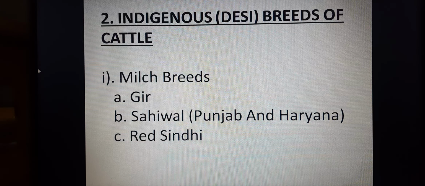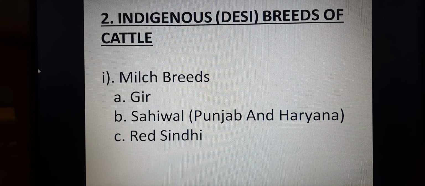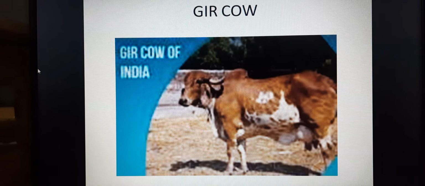Next we come to indigenous breeds, that means desi breeds of cattle. Milch breeds are the animals which give us milk. Gir comes from Gujarat. Sahiwal is from Punjab and Haryana, and Red Sindhi from UP. These are mostly indigenous, that is, Indian cows. The advantage of Indian cows, our local indigenous cows, is that they are very resistant to disease in our environment, because their genes are very stable in our environment. So, you see the slides, that is the Gir cow of India.